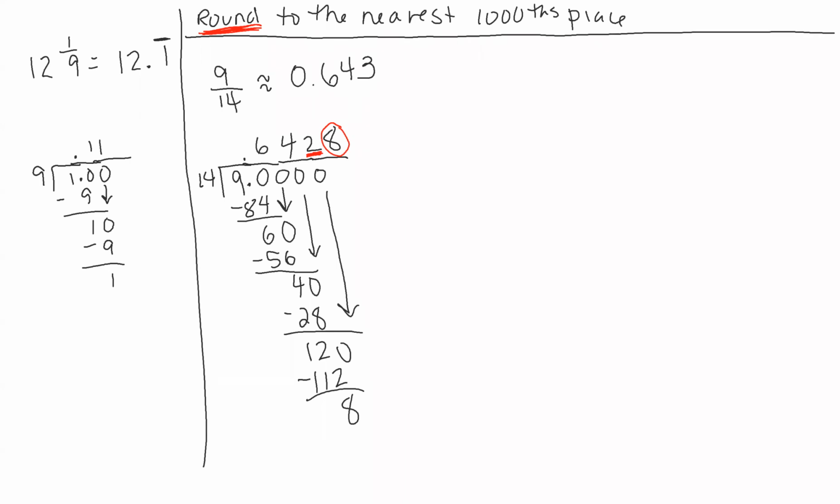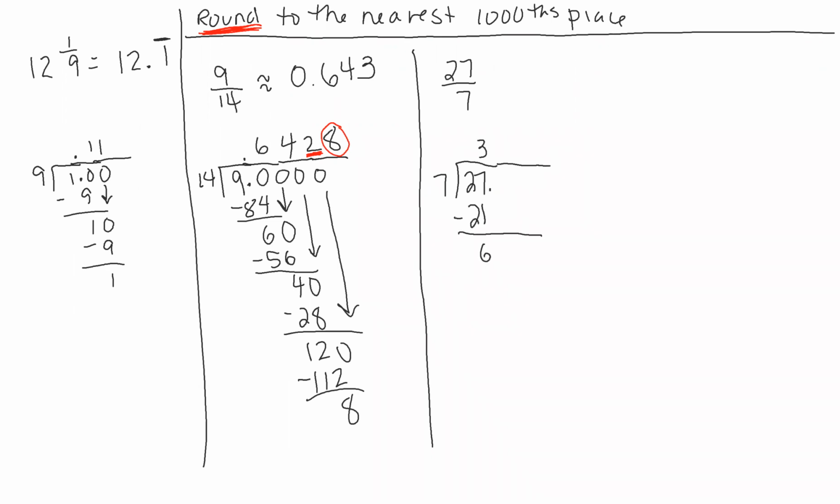All right. Let's try one more where we round, okay? Let's say I have 27 sevenths, okay? Now, this is an improper fraction. It's no big deal. It'll automatically work itself out, so you don't have to convert it to a mixed number first or anything like that. Just start your division. So I get 27 divided by 7. Well, 7 goes into 27 3 times. 3 times 7 is 21. I get a 6.